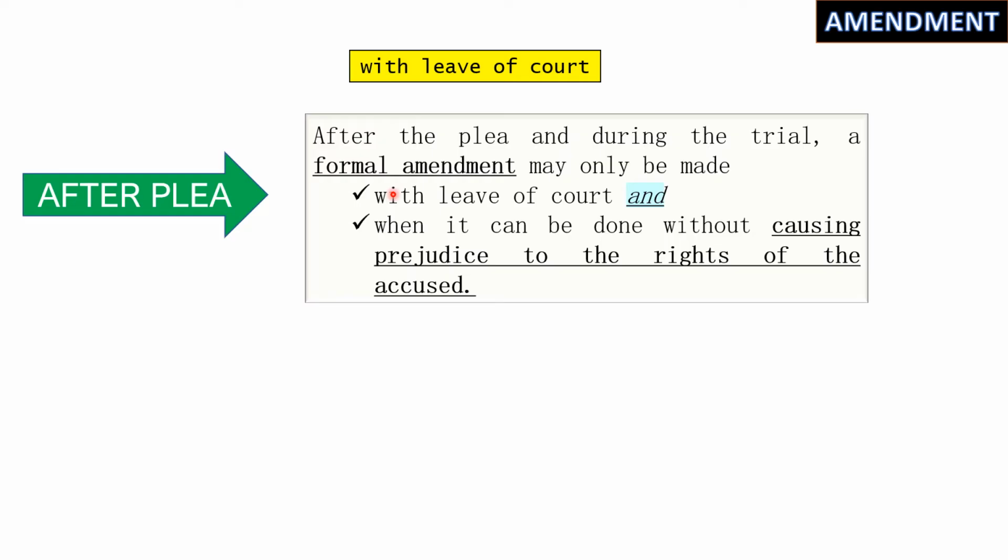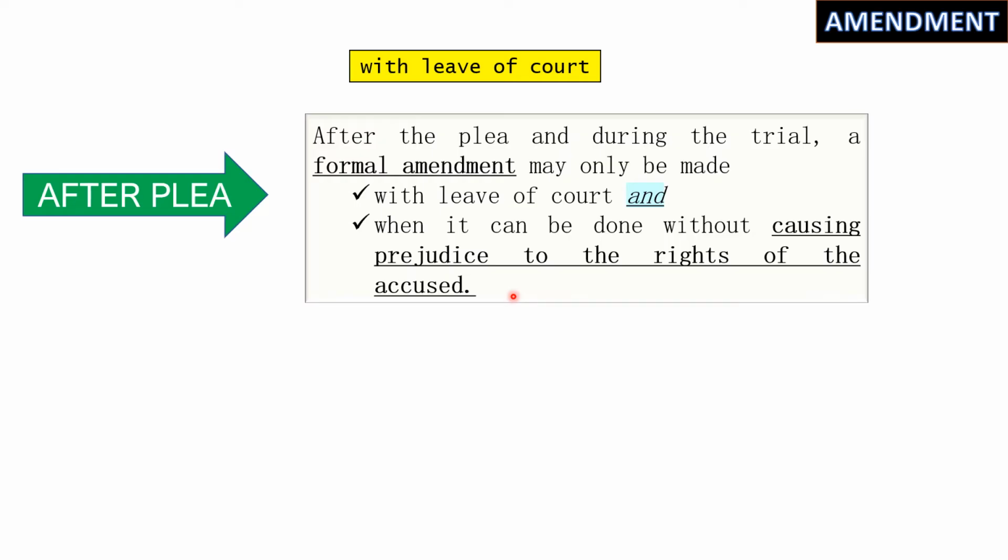But take note that even if it is only a typo error or clerical error, you have to make sure that it will not cause prejudice to the rights of the accused. Again, you have to make sure that these formal amendments will not cause prejudice to the rights of the accused.